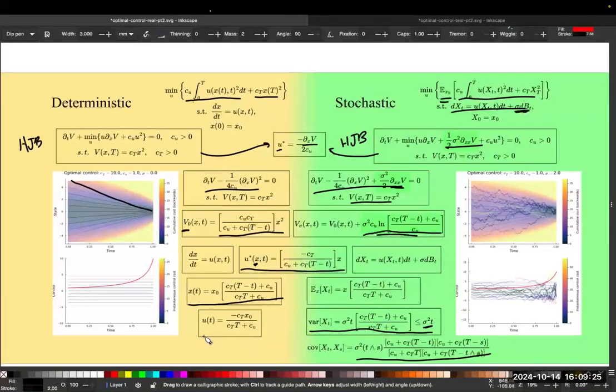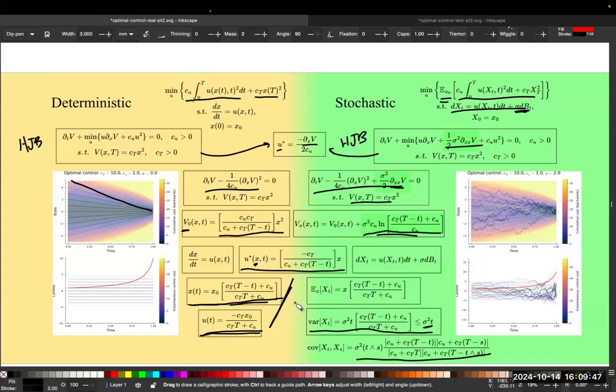And also, I didn't mention, but this is our explicit form for our feed-forward control, and then this is our trajectory resulting from that feed-forward control or the feedback control. They're equivalent in the deterministic case. So that's the recap from last week.